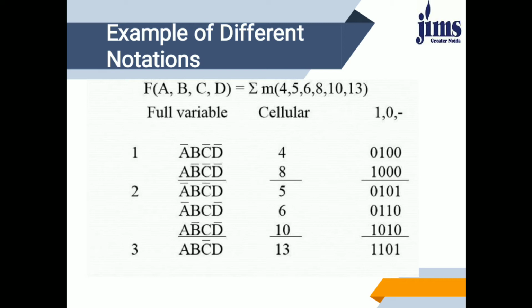So, here you can see that among these 6 terms, 4 and 8 are falling in the same group. That means the number of ones is 1, single. Whereas 5, 6 and 10 are falling in the second group, in which the number of ones is 2. 0, 1, 0, 1; 0, 1, 1, 0, again 2 ones. And 10 is represented by 1010. So 2 ones are here.